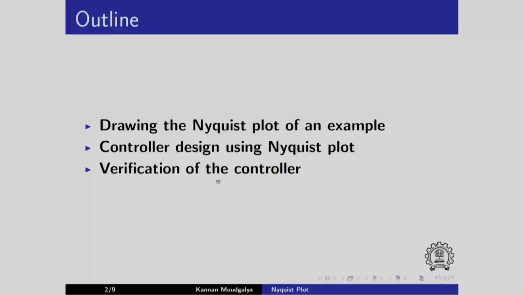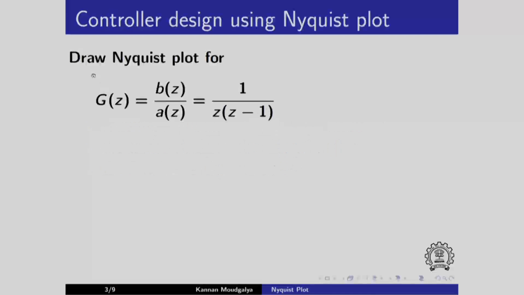Welcome again. In this lecture, I will give an example of a Nyquist plot and design a controller. We will also verify the controller. So here is the problem statement. Draw the Nyquist plot for this transfer function g of z given by 1 over z into z minus 1.